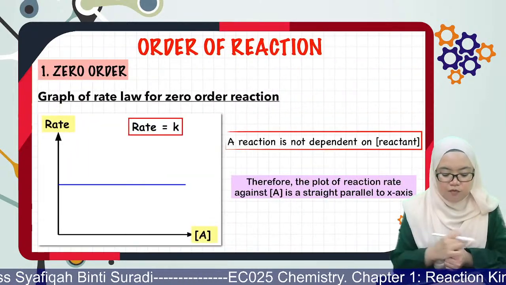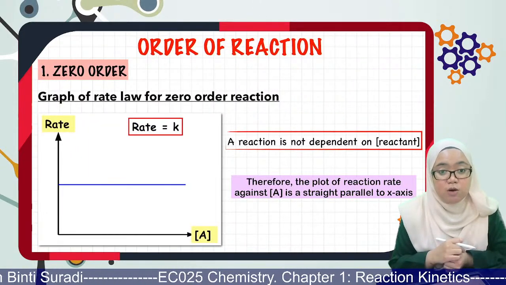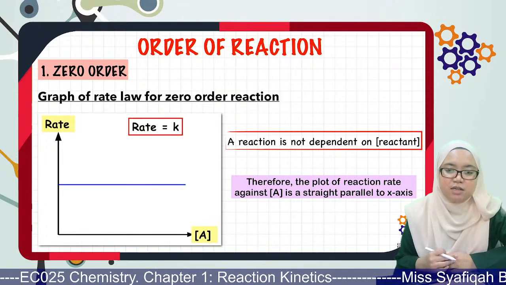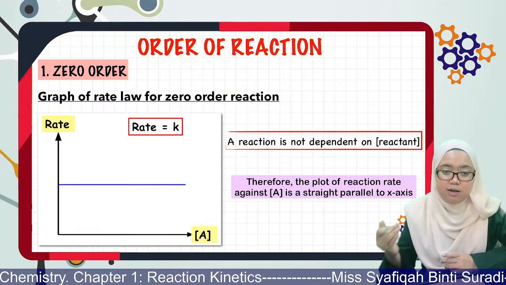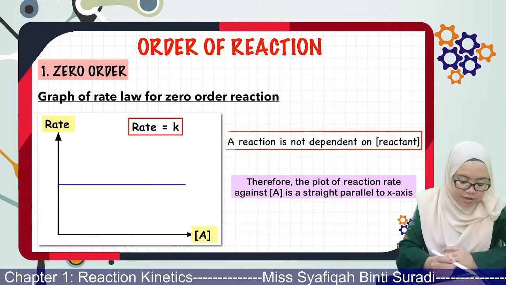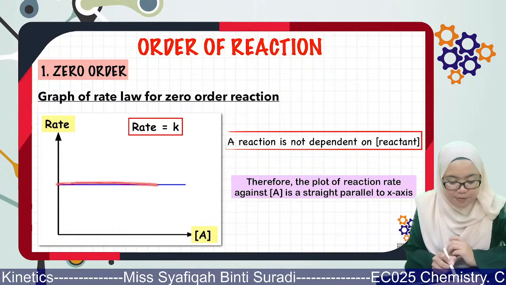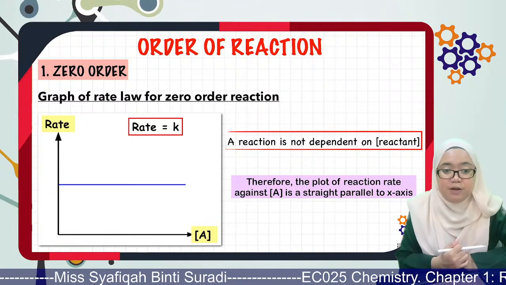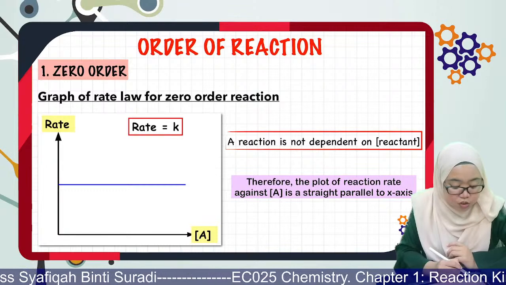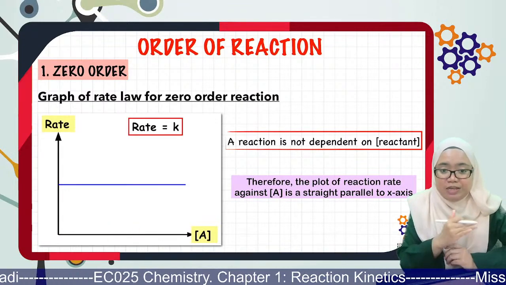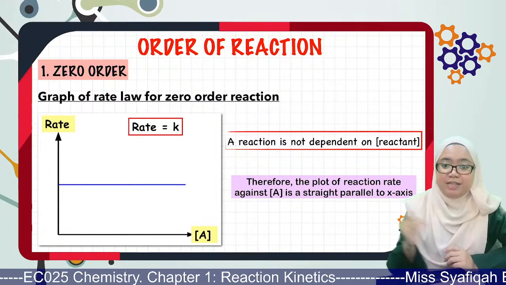Okay, so if we look into the graph of rate law for zero order reaction, we can see that since the reaction is not dependent on the concentration of reactant, the graph of rate against concentration is a straight line parallel to the x-axis. Why? This shows that even if you change the concentration to any amount, the rate will still be the same. Okay, because it is not dependent on reactant.